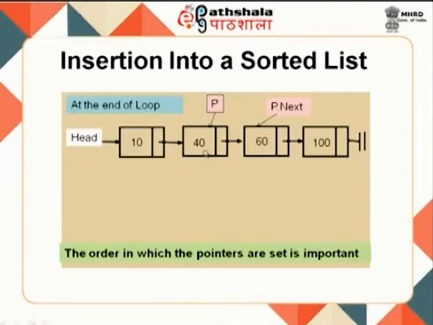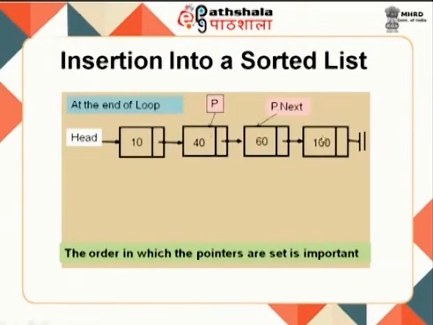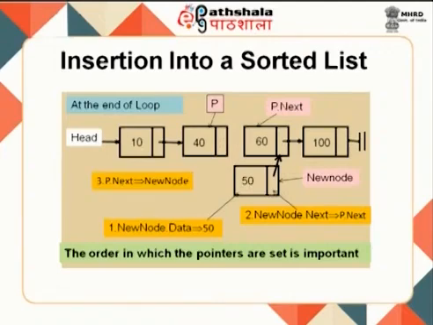So, as I already told you, at the end of the loop, I have this as p and this is p dot next. Okay. Now, I first create a new node, I put its data value equal to 50. Then its next has to point to p dot next. So, new node dot next is equal to p dot next. Okay. Then that is the second step. In the third step, the new p dot next is no longer this, but is this. So, I have to put p dot next is equal to new node. That is the third step.